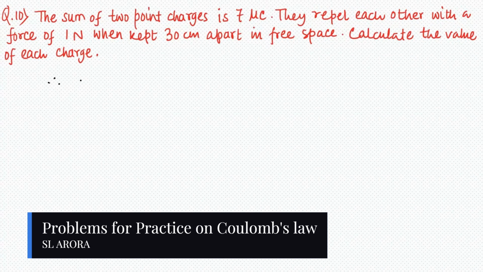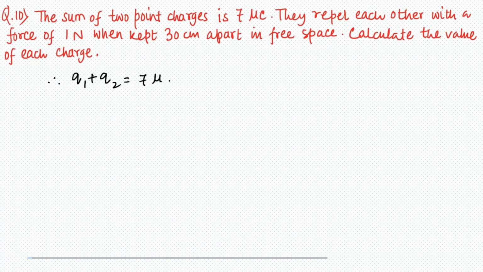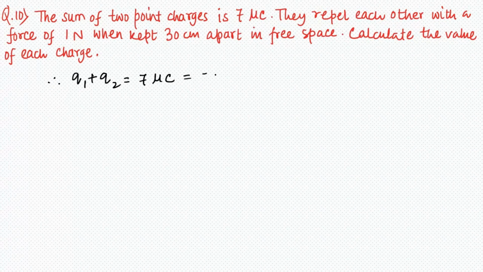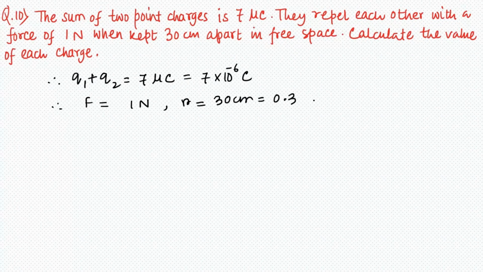So the sum of these 2-point charges, Q1 plus Q2, is equal to 7 microcoulomb, or we can write it as 7 into 10 to the power minus 6 coulomb. Now they repel each other with a force of 1 Newton, so force is equal to 1 Newton when they are kept 30 centimeter apart. That means R is equal to 30 centimeter, which is 0.3 meter.